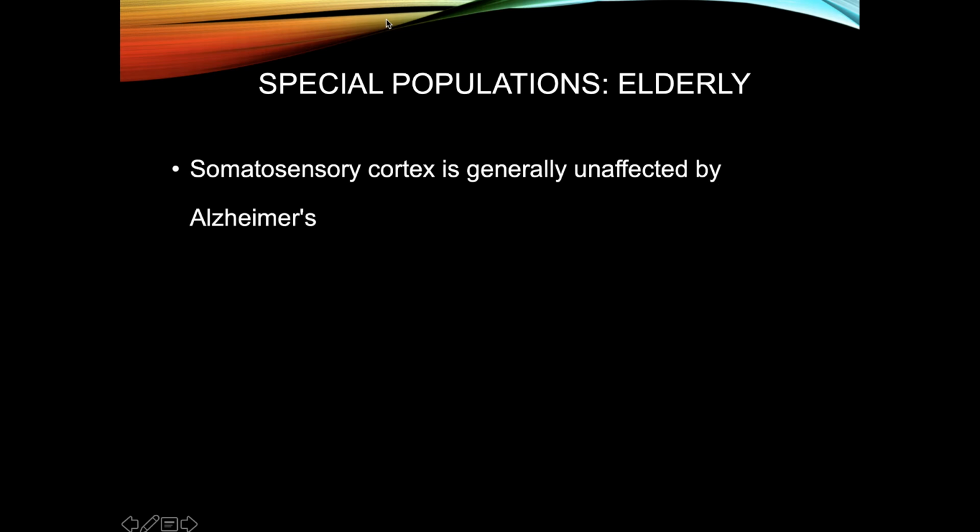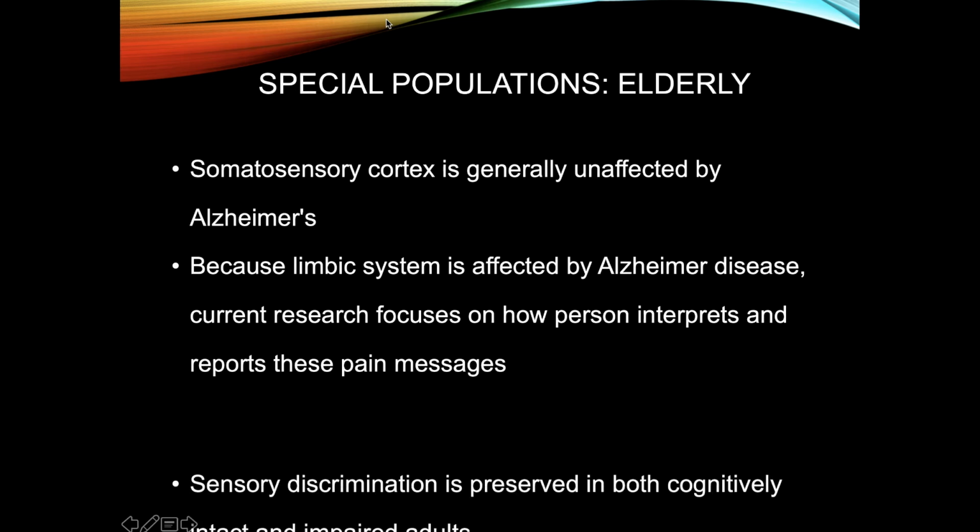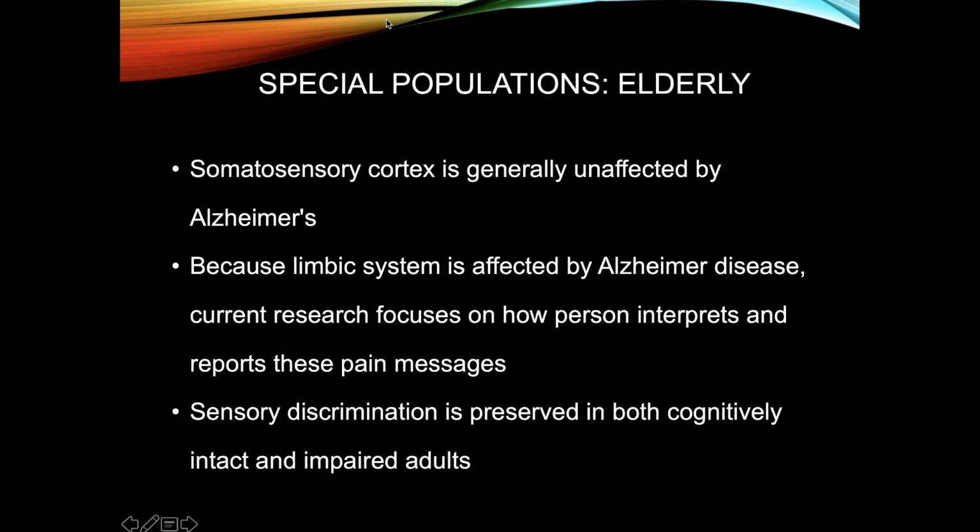Somatosensory cortex is generally unaffected by Alzheimer's. However, because the limbic system is affected by it, current research is actually focusing on how a person interprets and reports the pain messages. Sensory discrimination is perceived in both cognitively intact and impaired adults. So just because you have somebody that can't really mentate well, it does not mean that they're not feeling pain.